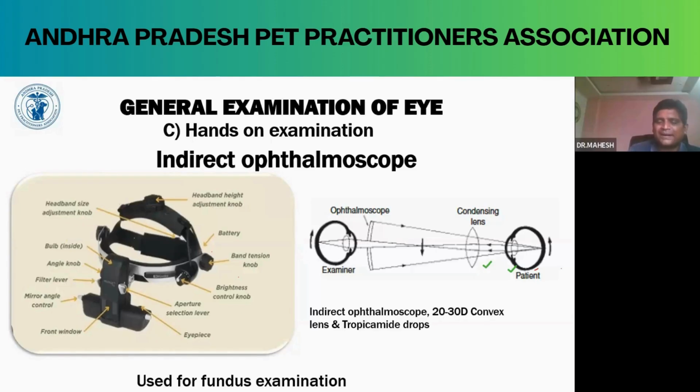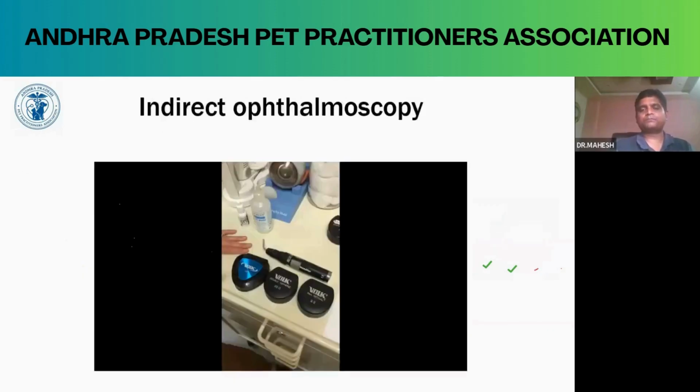Before examination, we have to give tropicamide, which will dilate the pupil. Only then can you appreciate a clear fundus. So we have to apply tropicamide, which is a short-acting dilator. Here you should not use homatropine, which has a longer duration. It will cause accommodation problems whenever you apply homatropine. That's why you should not use homatropine as a pupil dilator whenever you're going for the indirect ophthalmoscope.